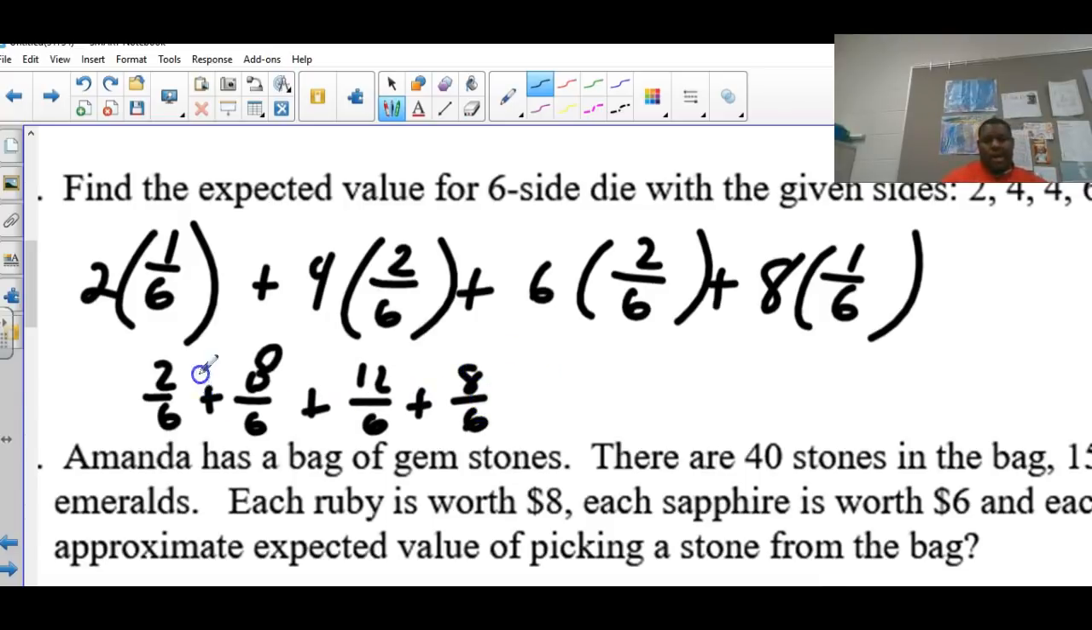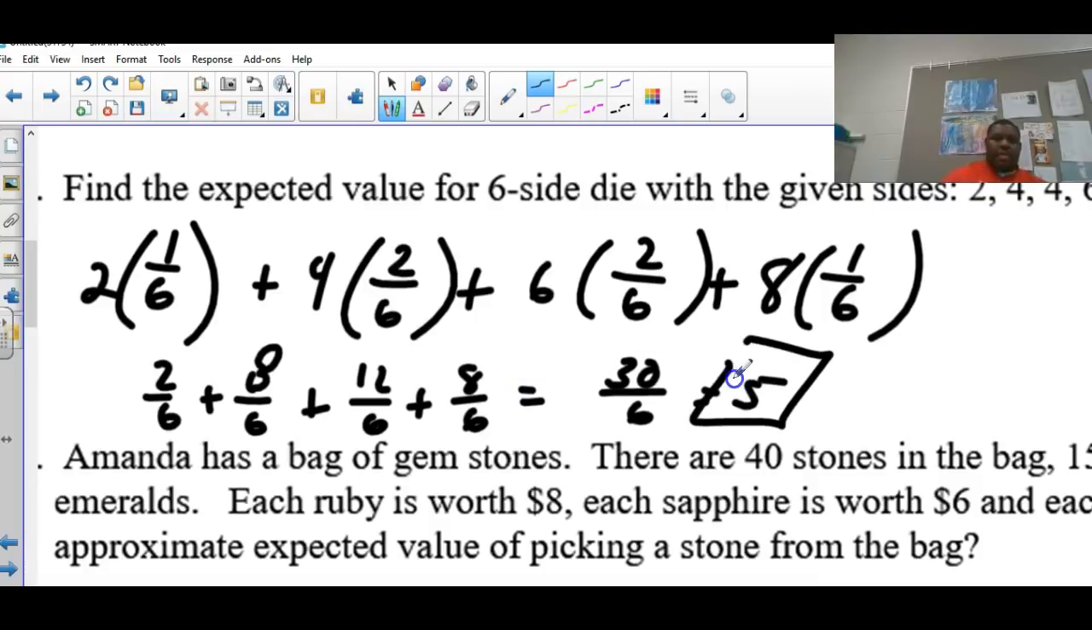When you add all that up, you get 10, that's 20, that's 30. So 30 over 6 is 5. The expected value is 5. You can do that in your calculator. Your calculator will do all that for you.